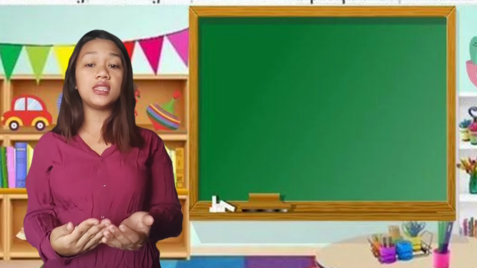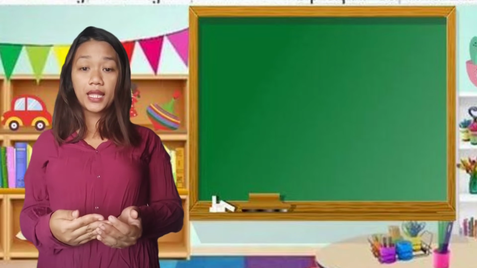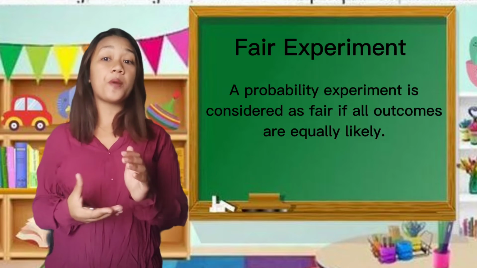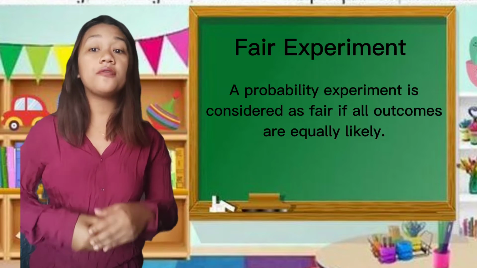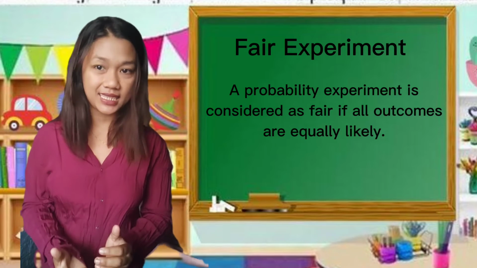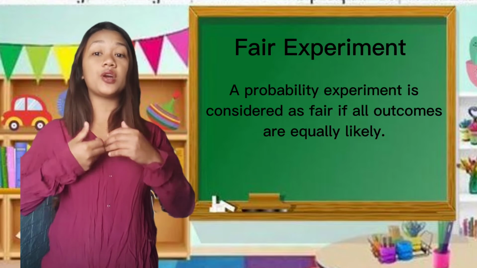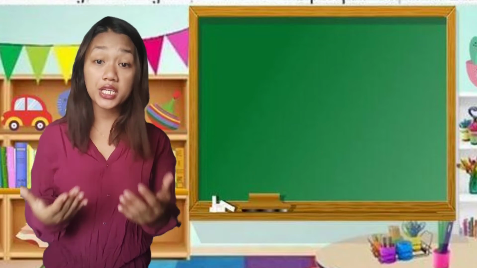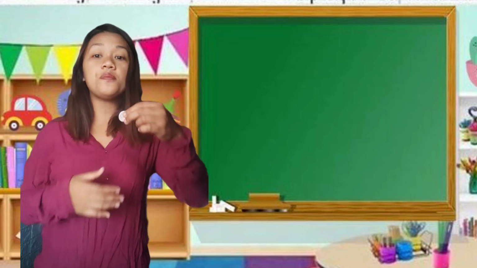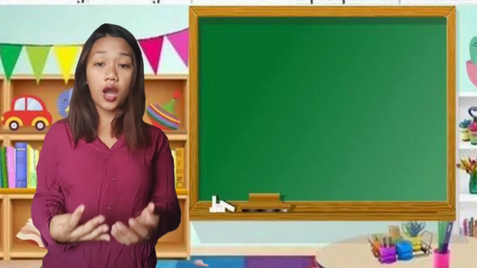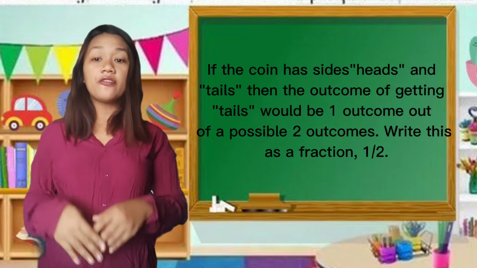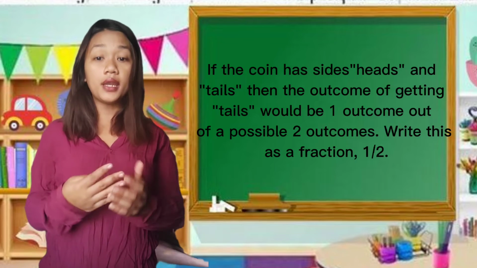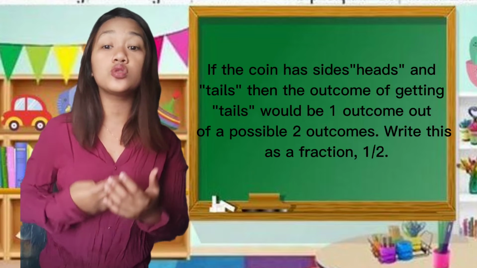We also need to consider fairness when discussing probability. We have what are called fair experiments. A probability experiment is considered fair if all outcomes are equally likely. An experiment where the outcomes are not equally likely is unfair or biased. Consider flipping a fair coin. It can be described as fair as the outcomes are equally likely. If the coin has sides heads and tails, then getting tails would be one outcome of a possible two outcomes.